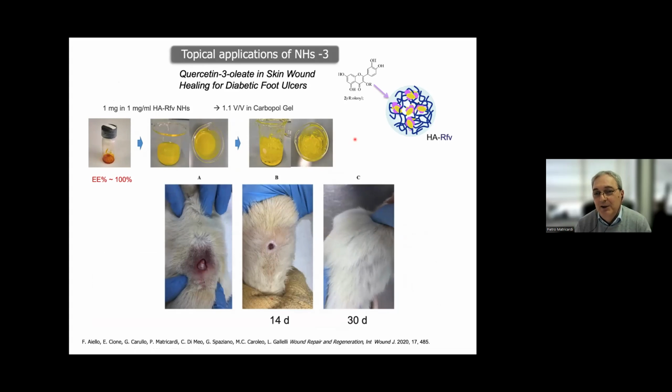Nanogels are in liquid form, so you have a formulation that is liquid, but you can also embed nanogels in a normal carbopol gel, a very trivial carbopol gel, and you have the same effect. We also studied the effect on rabbits by using nanogels obtained by derivatization of hyaluronic acid with riboflavin, and we embedded in these nanogels derivatives of quercetin. So you have very interesting results.